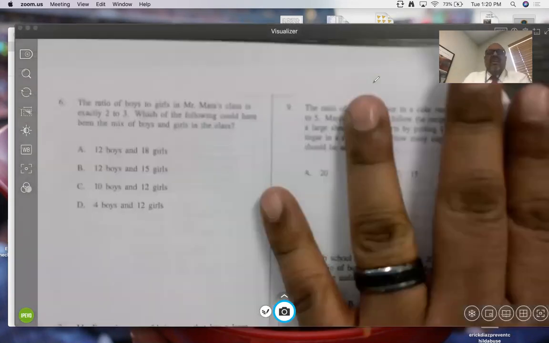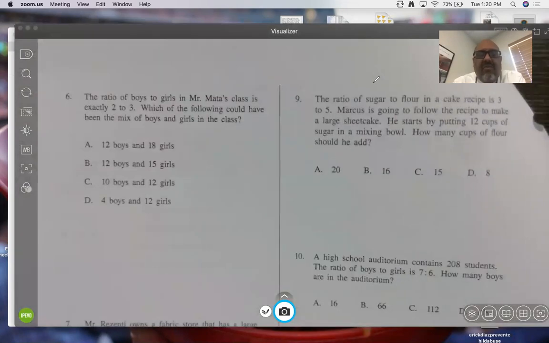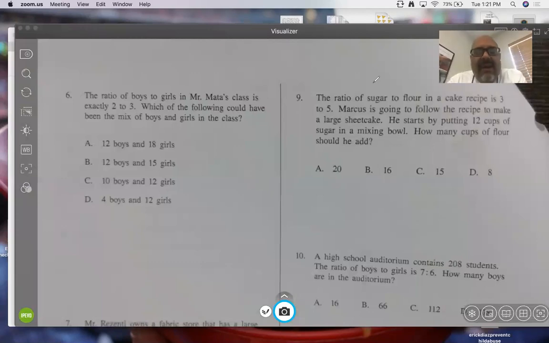Page number 6. The ratio of boys to girls in Mr. Mata's class is exactly 2 to 3. Which of the following would have been a mix of boys to girls in this class? I want to give you a minute. I think you guys know this one. Think about what the ratio is. The first thing I want you to write down is the ratio.